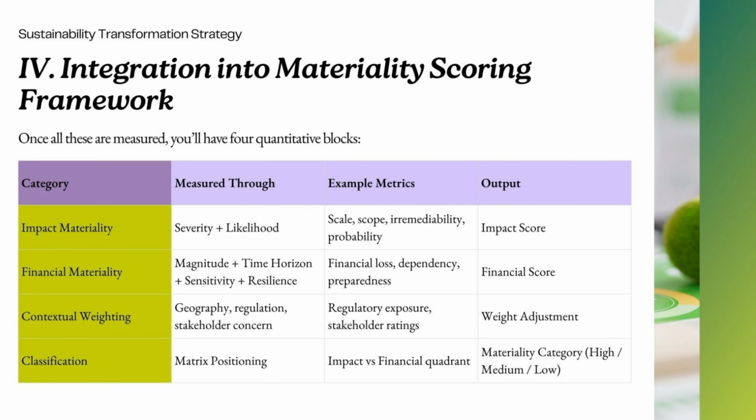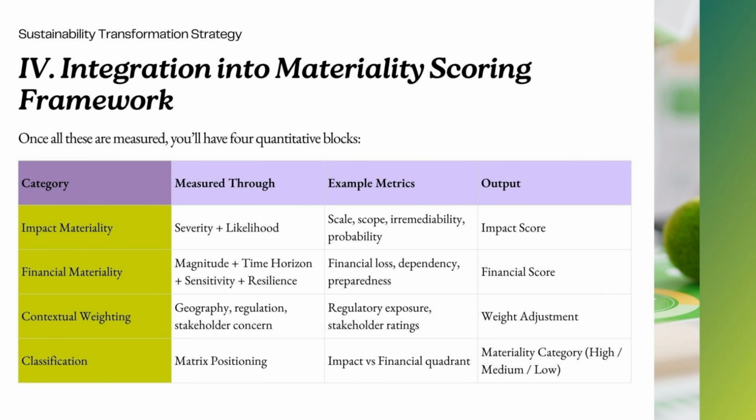And the second block is financial materiality. Financial materiality is measured through magnitude, time horizon, sensitivity, and resilience. The output of this block is a financial score, which reflects how strongly a topic could affect enterprise value and financial performance. The third block is contextual weighting. Contextual weighting adjusts the impact and financial scores based on real-world conditions. This includes geographic exposure, regulatory pressure, and stakeholder expectations. Rather than changing the underlying assessment, contextual weighting refines it.